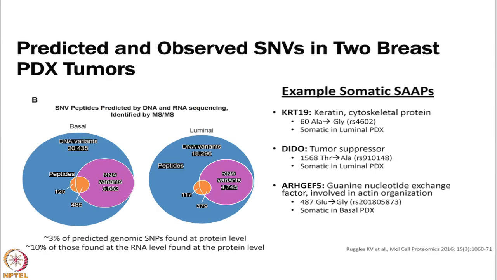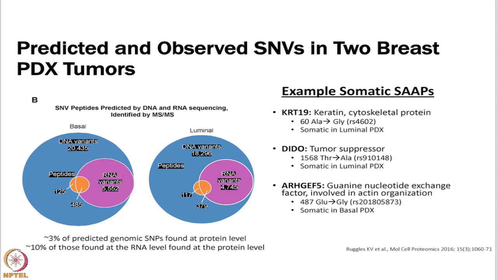So what we found was, if you look, these are the two different tumors. The blue is all of the DNA variants that we identified, so in the genomics data. Then at the RNA level, that's the purple. And then at the protein level, it's the orange. This is for the basal tumor and the luminal tumor. So what you can see from this is that we were only able to find about 3% of the predicted genomic SNPs at the protein level. And about 10% of those at the RNA level were found at the protein level.